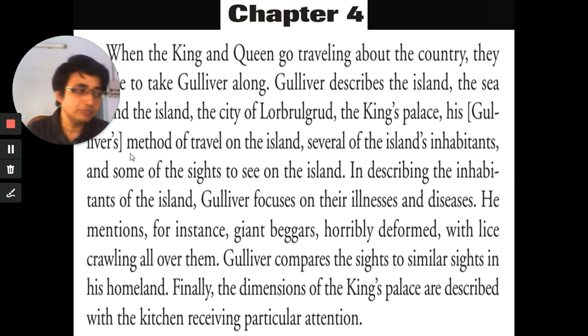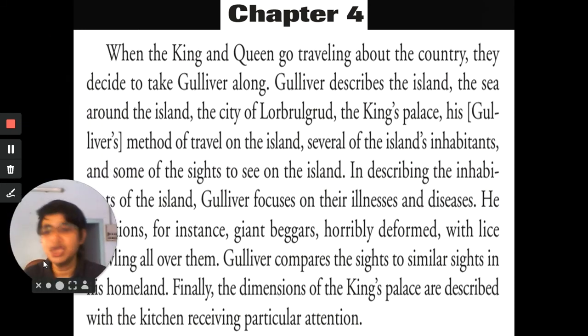Now, coming into chapter 4 of Gulliver's Travels. So when the king and the queen go traveling about the country, this is an episode where we have been described in very great detail the land of the Brobdingnagians, because king and queen will decide to go traveling throughout the entire country, and they will decide to carry Gulliver, of course, with them.